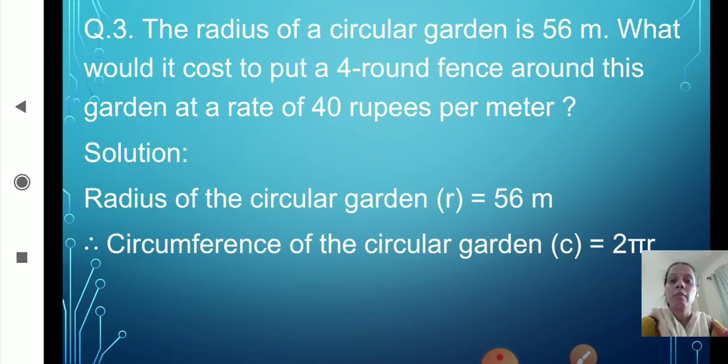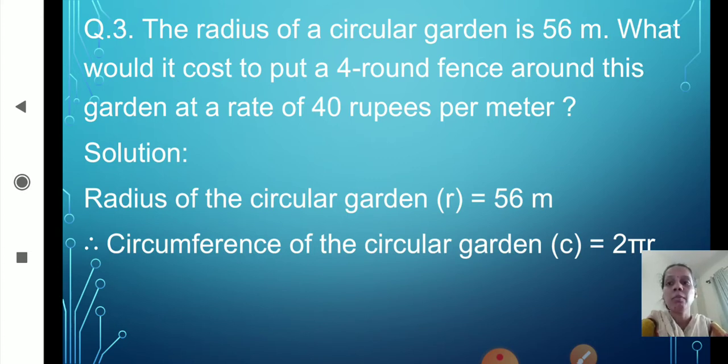So first we will find out the circumference of a circle. Why we will find out the circumference of a circle? Because the circumference of a circle is equal to 1 round fencing. Yes, because circumference is equal to the perimeter of the circle, which is equal to putting 1 round fencing. So the radius of the circular garden is given, 56 meter. Then we will find out the circumference of the circular garden.